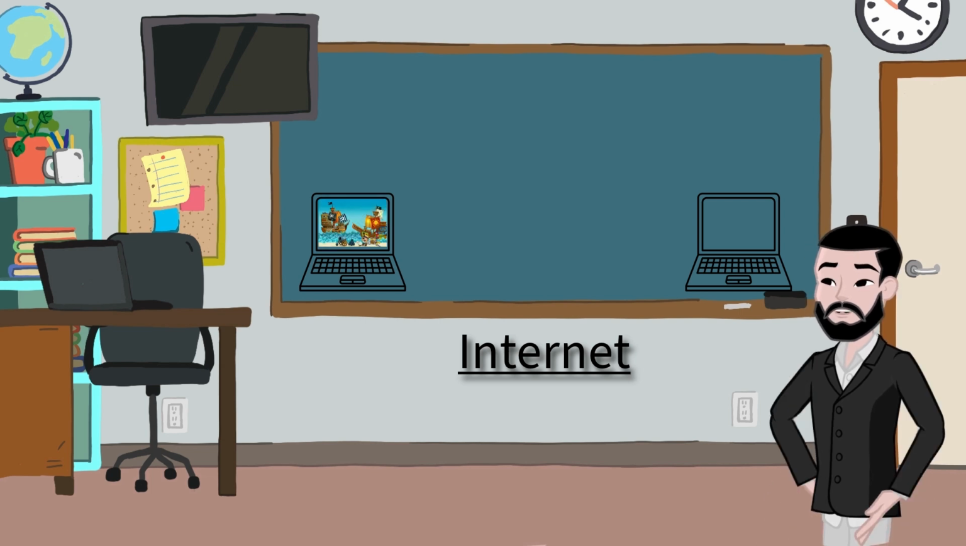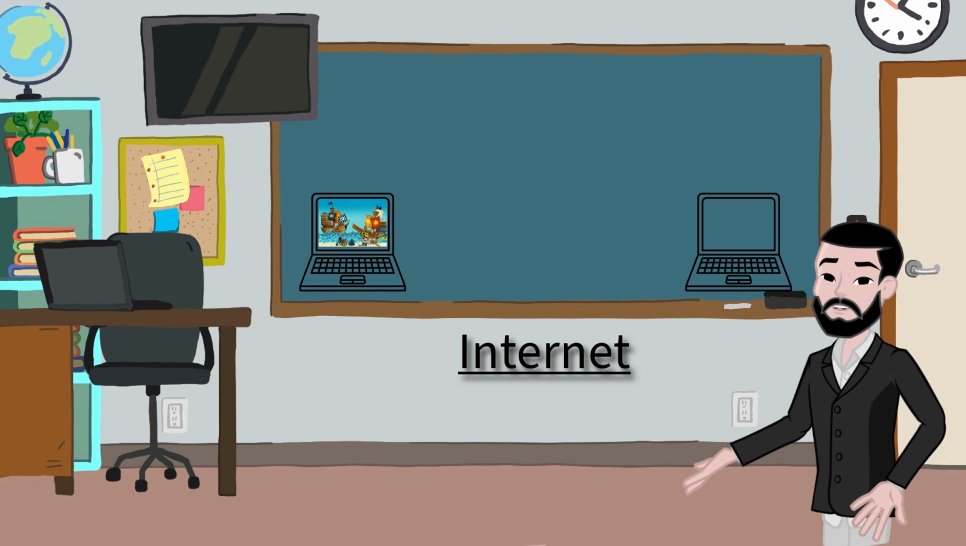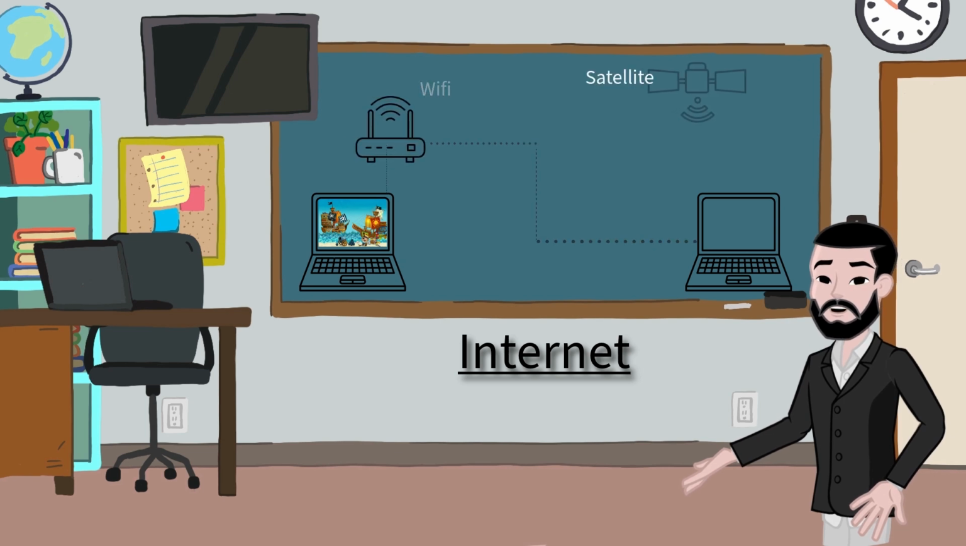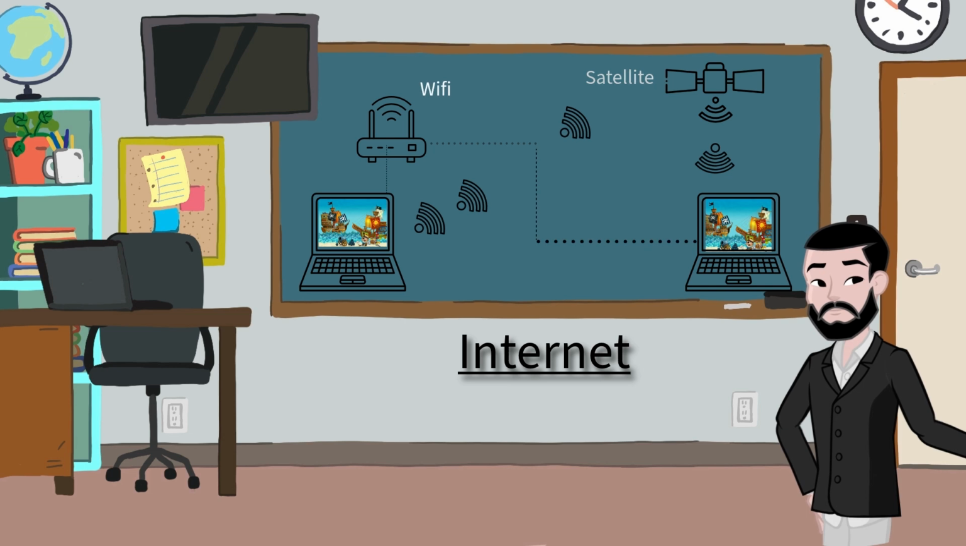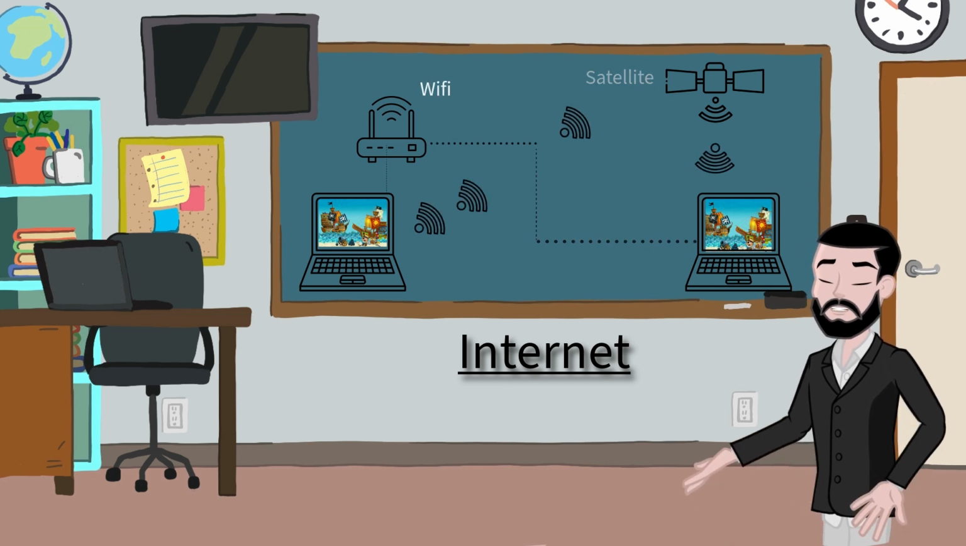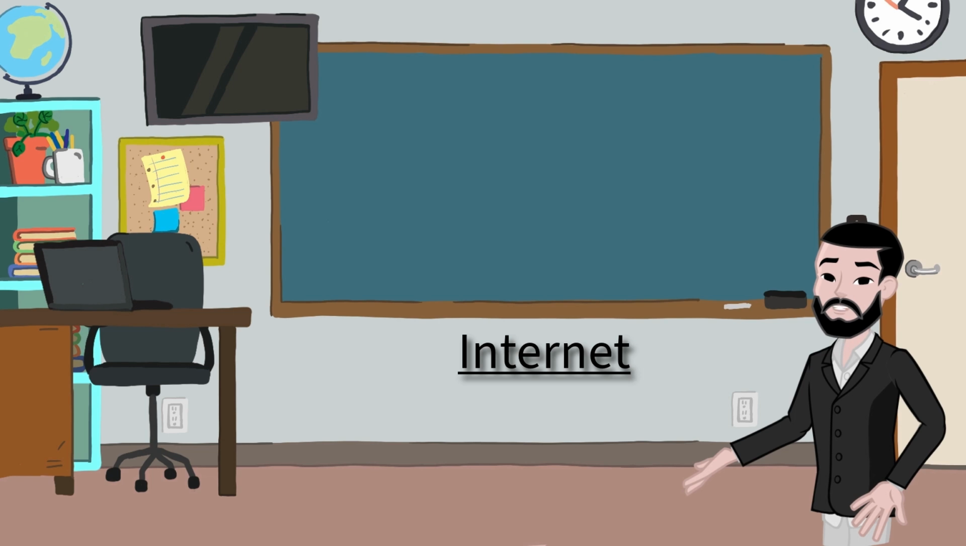Let's pretend you want to send your friend a picture of your silly face. Your computer takes the photo and breaks it into tiny puzzle pieces called packets. These packets travel super fast, through wires under the ground, through the air using Wi-Fi signals, and even up to space and back using satellites. Once they reach your friend's computer, poof! They're put back together into the full picture. How awesome is that?